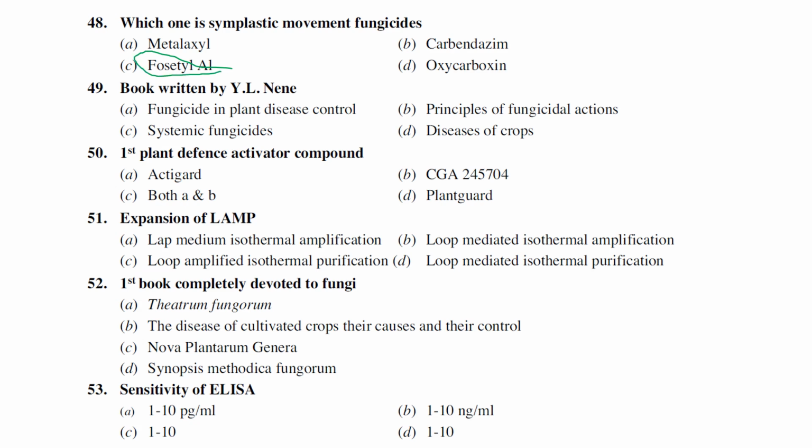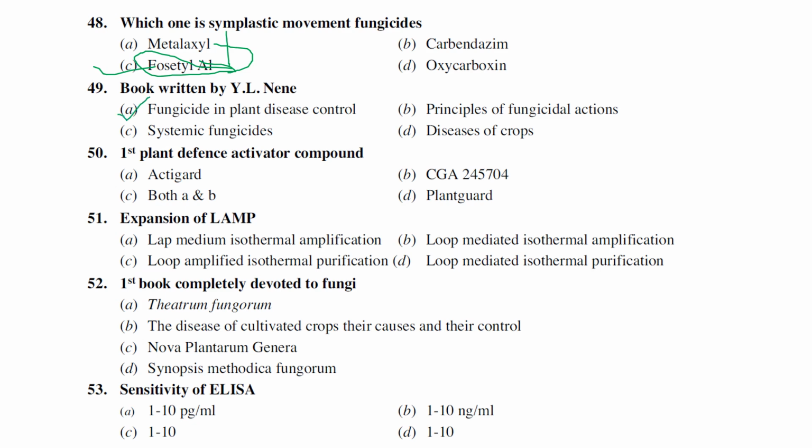The first preference was given to phosphatal aluminum. If phosphatal aluminum was not there in the option, then we can go with the metaloxyl. Here the answer is phosphatal aluminum, and actually both the answers will come, metaloxyl and phosphatal, but first preference will go to phosphatal aluminum. So name the book, the book written by Y.L. Nene. So Y.L. Nene, he wrote a very famous book called Fungicides in Plant Disease Control.